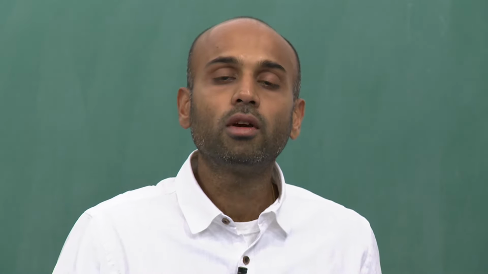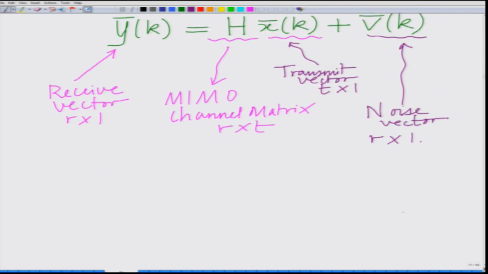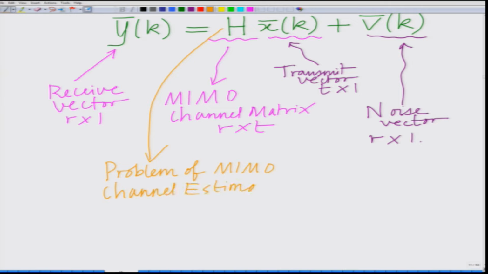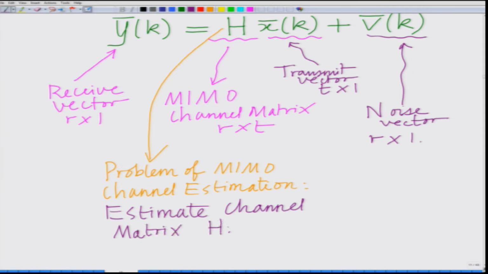And now, what we want to do in MIMO channel estimation is to estimate this MIMO channel matrix. Therefore, the problem of MIMO channel estimation, if I can motivate it better, is to estimate this channel matrix H.